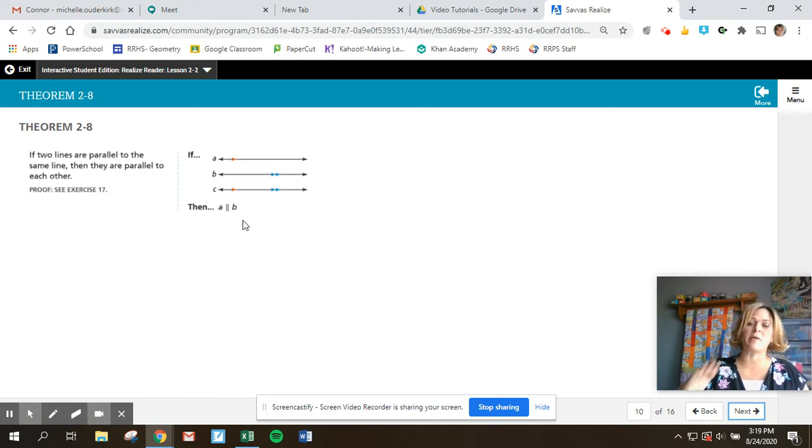It's kind of like the transitive property. If this equals this equals the same thing, then they're equal. Same idea. If something is parallel and something else is parallel to the same thing, then they would be parallel to each other.